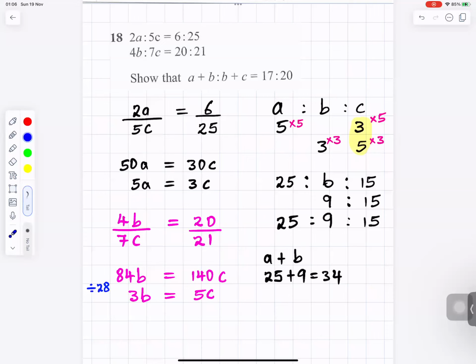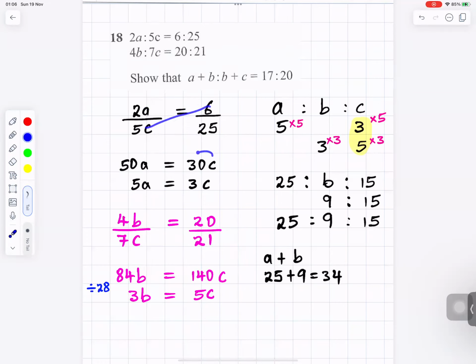Question number 18. 2a is to 5c is equal to 6 is to 25, and 4b is to 7c is equal to 20 is to 21. Show that this left is equal to that right. So we put them in a fraction, 2a divided by 5c. That should be equal to 6 divided by 25. So you cross multiply.